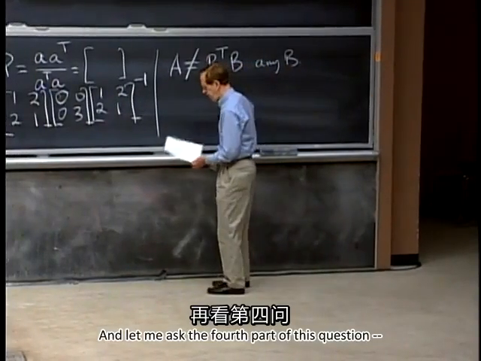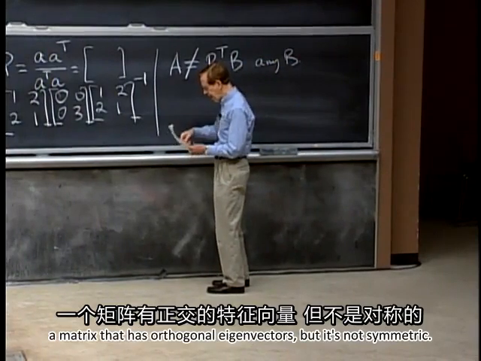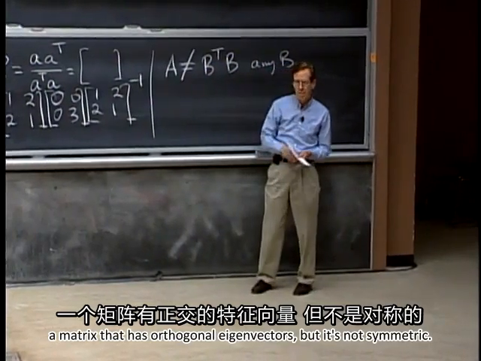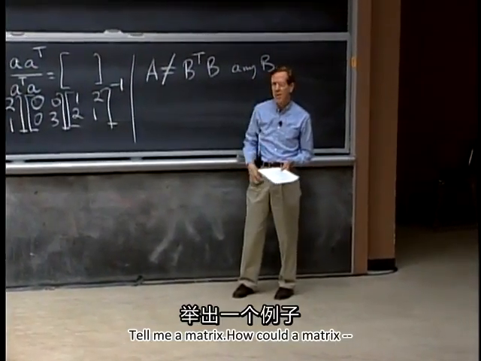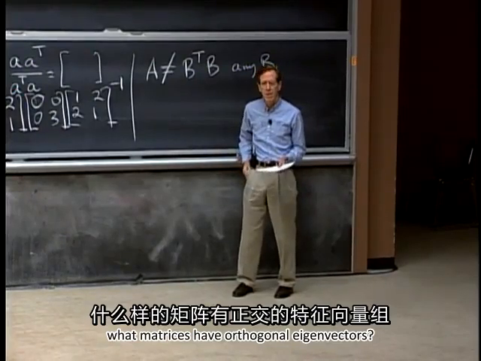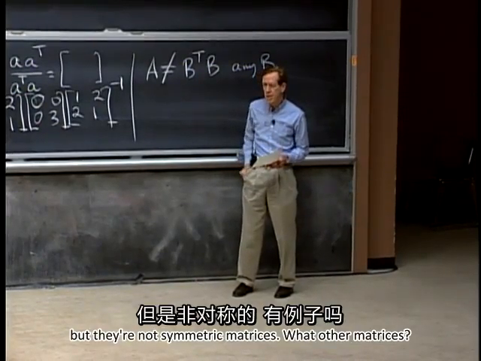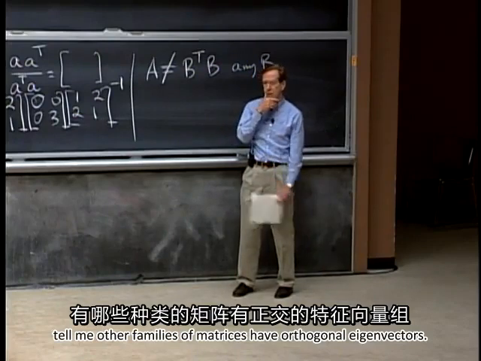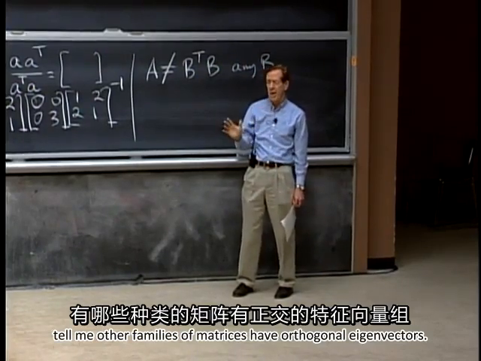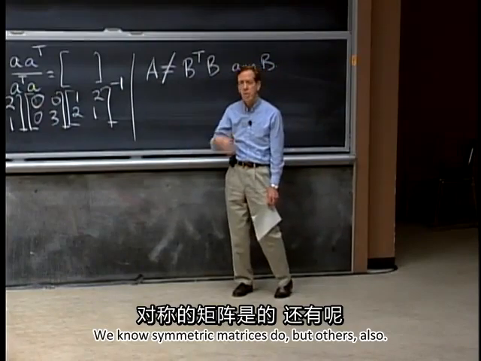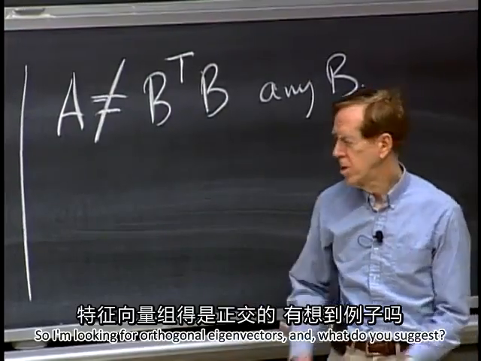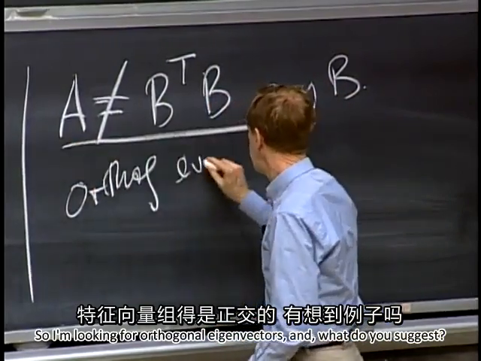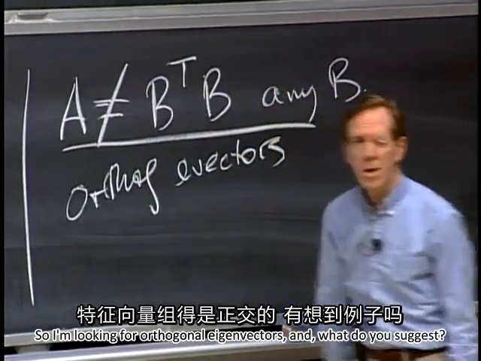Okay. And let me ask the fourth part of this question. A matrix that has orthogonal eigenvectors, but it's not symmetric. What matrices have orthogonal eigenvectors, but aren't symmetric matrices? Tell me other families of matrices that have orthogonal eigenvectors. We know symmetric matrices do, but others also. So I'm looking for orthogonal eigenvectors. And what do you suggest?